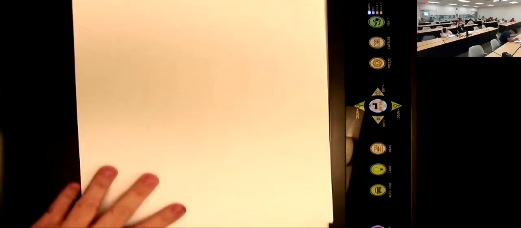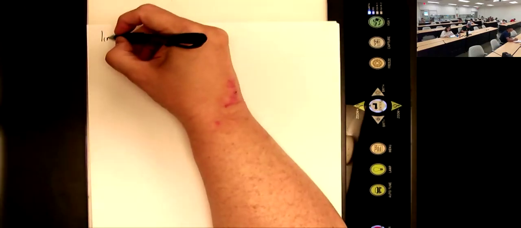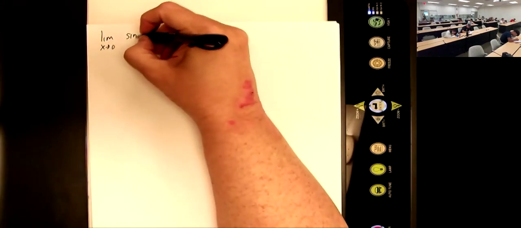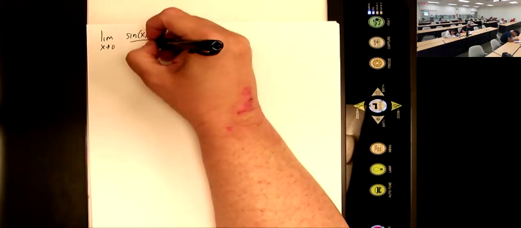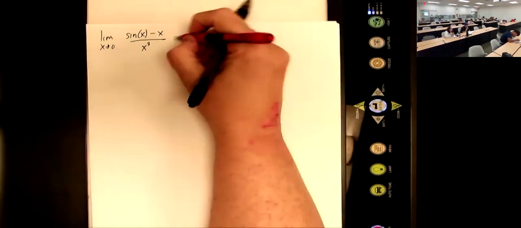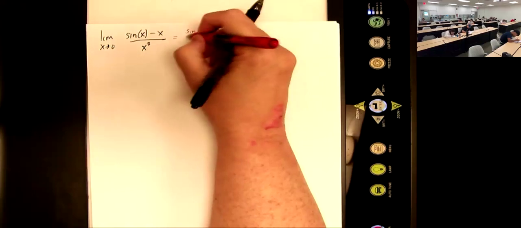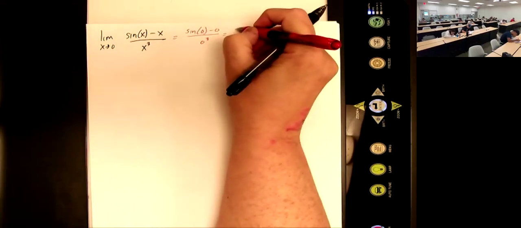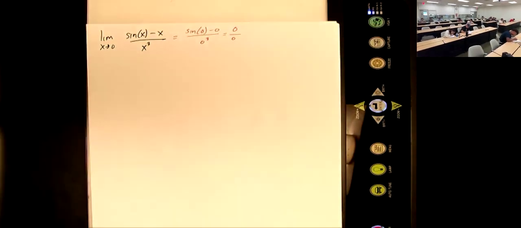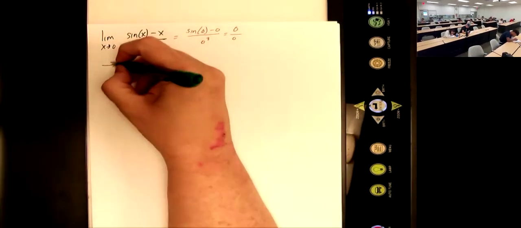Alright, on we go. Limit as x goes to 0 of (sine x minus x) over x cubed. If we put in 0, we get sine 0 minus 0 over 0 cubed. This is 0 over 0. That will trigger L'Hopital.